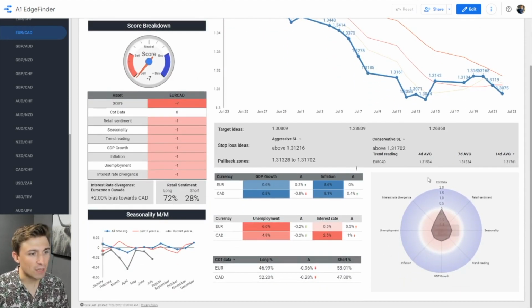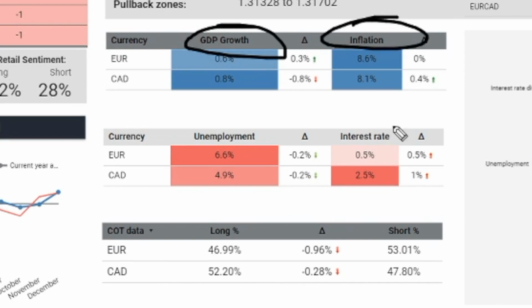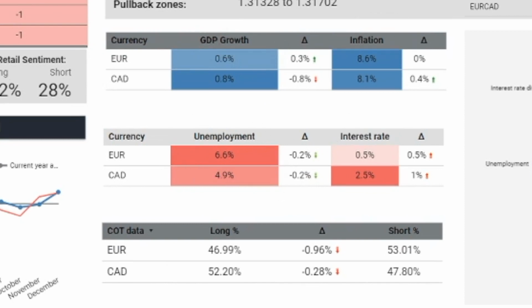On the economic side of things, in terms of fundamental analysis, each and every category, GDP growth, inflation, interest rate, and unemployment, all point towards buying the CAD over the euro, which is exactly what we're doing when we are trading currencies. We're picking which currency we want to bet on more. And in this case, we can take a look and break down each one.